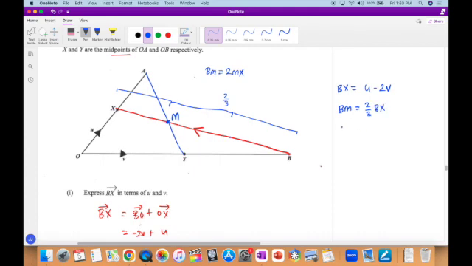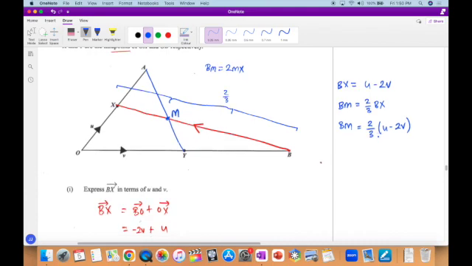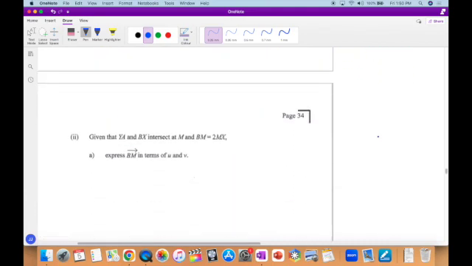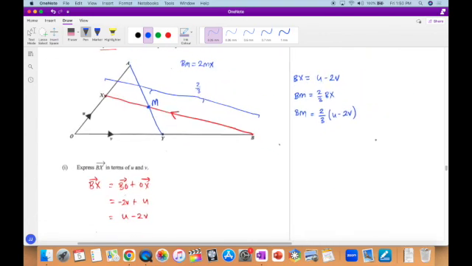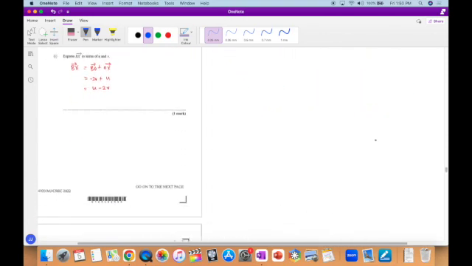And we don't have to worry about direction because we are driving from B to M and from B to X, so it all works. 2/3 of U minus 2V. And I guess we could leave it like that, instead of multiplying it out, it's actually in its simplest form like that. So BM is actually 2/3 of BX.